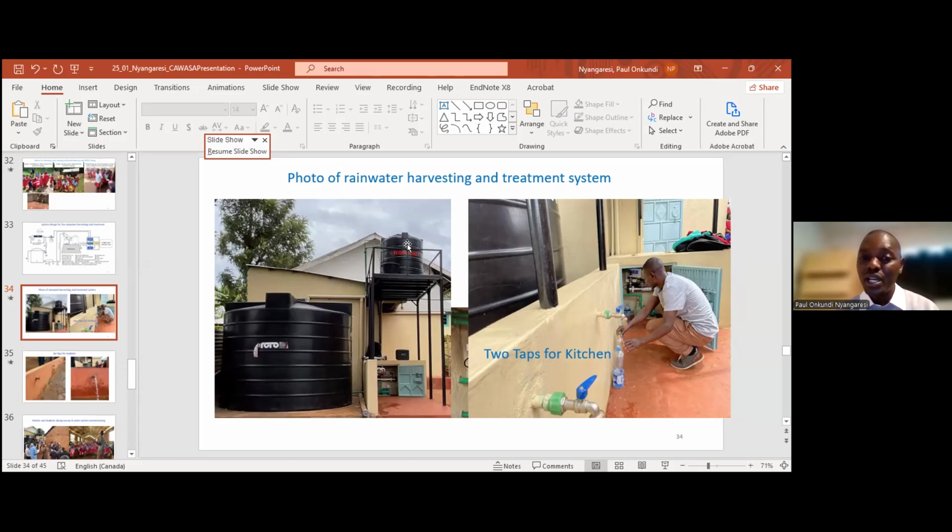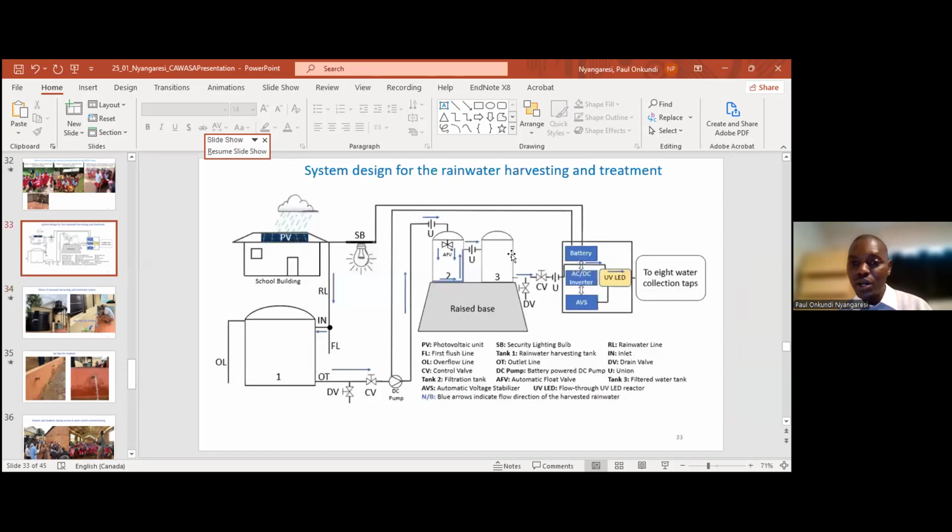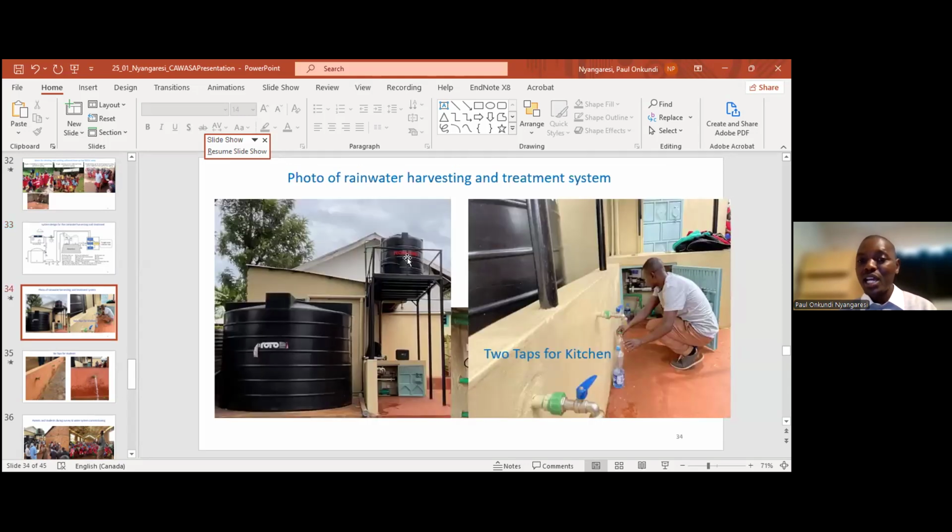There are two tanks up there. I had shown you here on this diagram, there are two tanks which are on the raised basement. So the first one is the filtration. This filtration is the one which is removing all the particles and water debris. And then the other tank which is labeled number 3, which we can see now here, the black one here, is just collecting the filtered water.